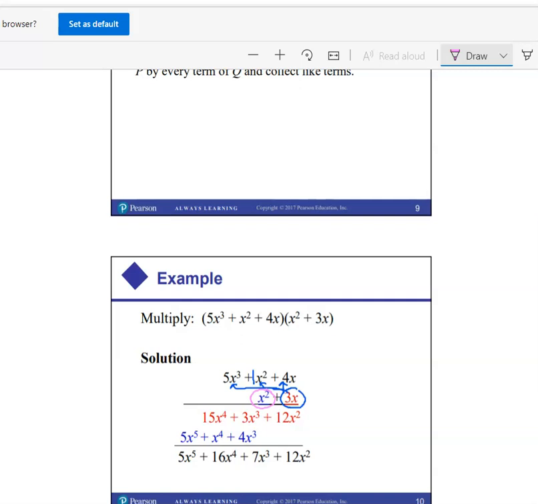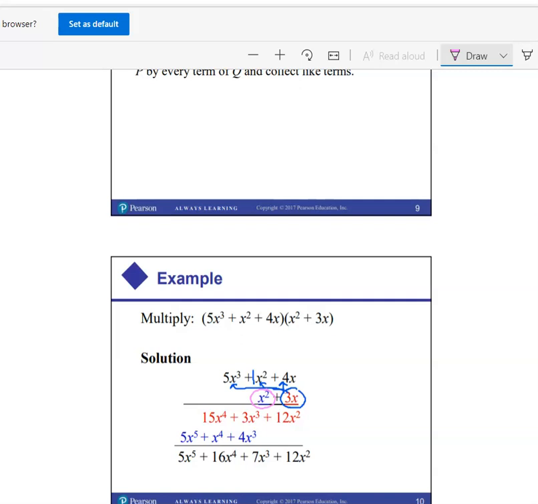And since there was no x to the fifth in this top row, they just scooted over and added it to this end because it's bigger than x to the fourth. Then we would do x squared times x squared. Well, that's x to the fourth, and they lined it up underneath the other x to the fourth. And then lastly, you would need to do x squared times 4x, which would be 4x to the third. And they lined it up under the other x to the third.